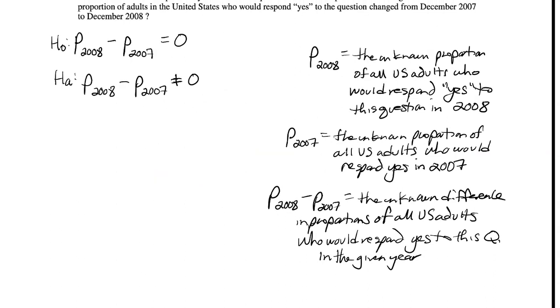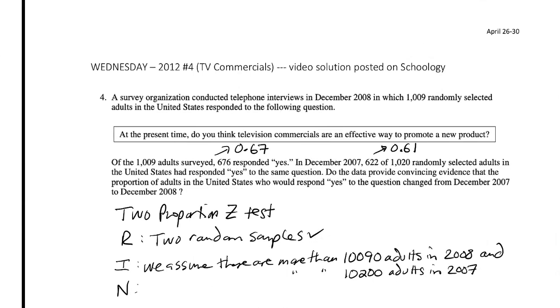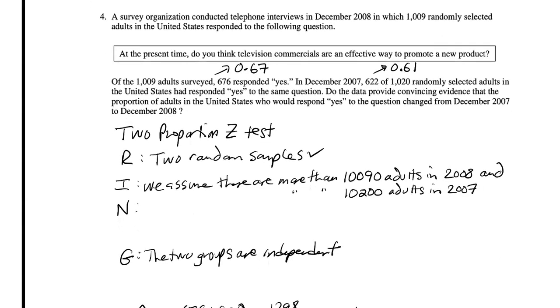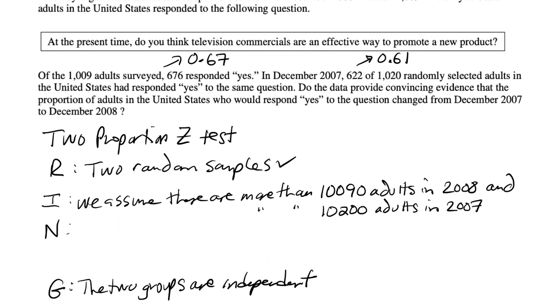The next step, we'll check conditions. So that's what we have over here. Just to point out, from 2008, we had 67%. That's this number divided by this number. And then in 2007, we had 61%. So it looks like we have some initial evidence here that there is a change, but we're wondering, is that change due to sampling variability? Or maybe that change is due to the fact that it actually has changed over the years.